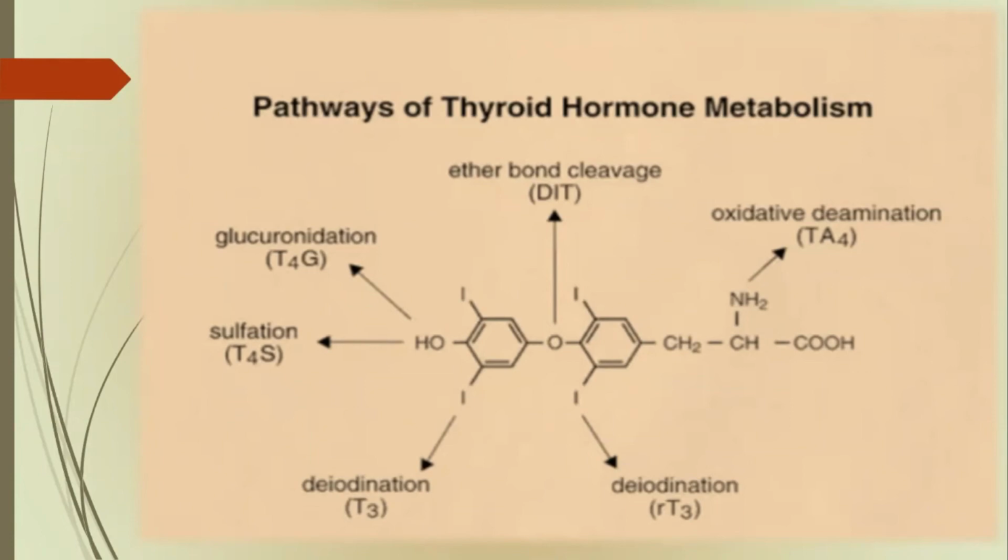This is the pathways of thyroid hormone metabolism. Thyroid metabolism has different pathways. We have glucuronidation, sulfation, and deiodination, the latter being the most important. The three enzymes catalyzing deiodination have been identified, called type 1 or D1, type 2 or D2, and type 3 or D3, the iodothyronine deiodinases.